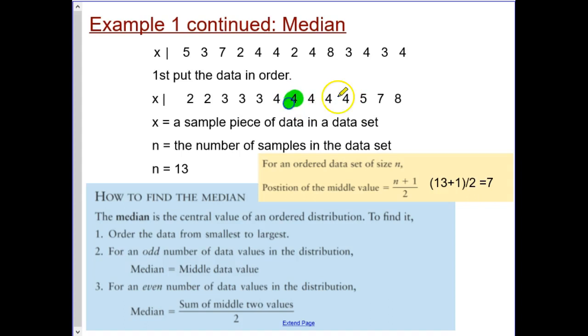1, 2, 3, 4, 5, 6, 7. And there it is. So there's my median, my middle value. Half of the values are below, half of the values are above.